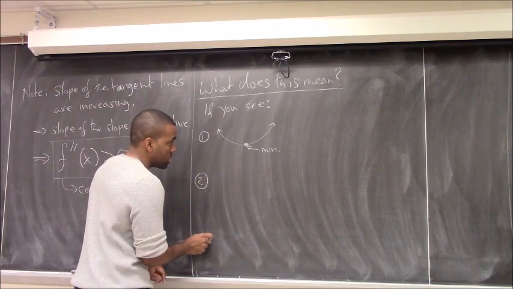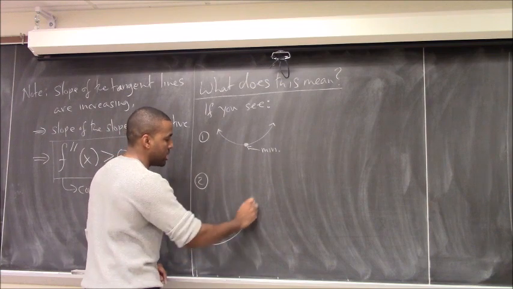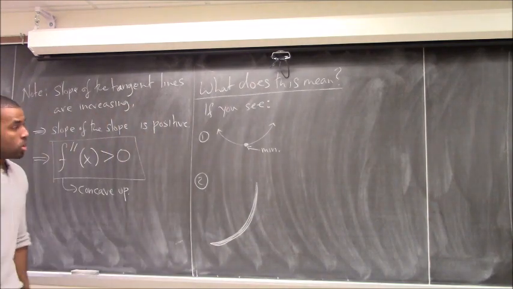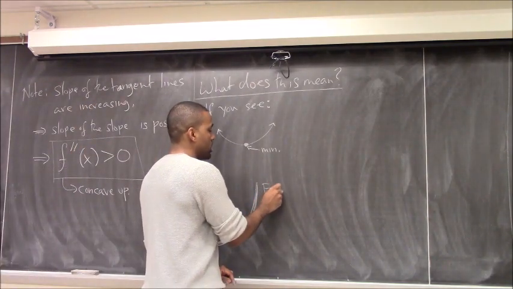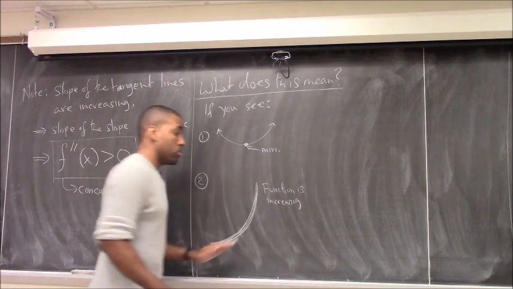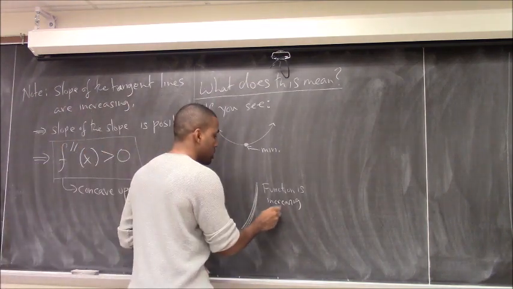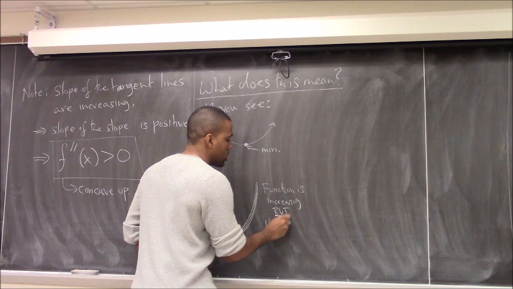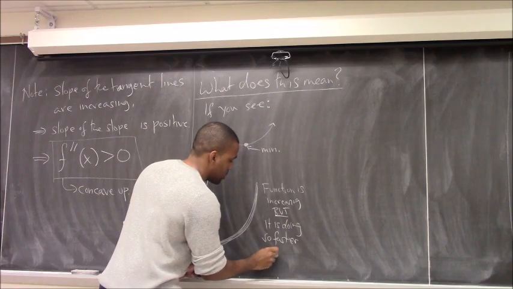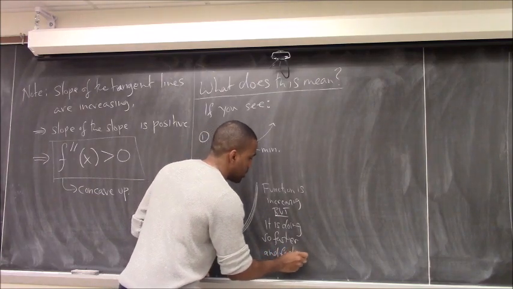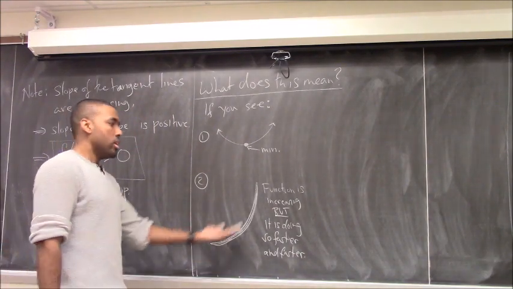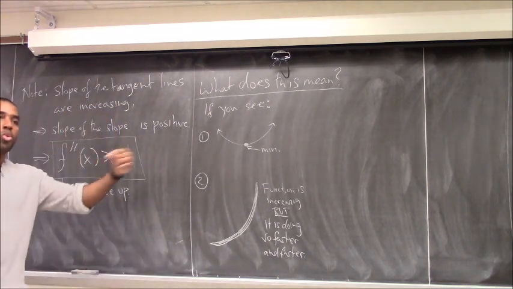Here's another situation. What if it's not like a cup that can hold water, but it's actually slanted like that? What does that behavior represent? Well, notice what this means here is the function is increasing, because it's moving up as I go from left to right. But it is doing so faster and faster. This means if you see a graph having that shape, having that behavior, what it means is, sure, it's increasing, but it's actually increasing by more and more and more.